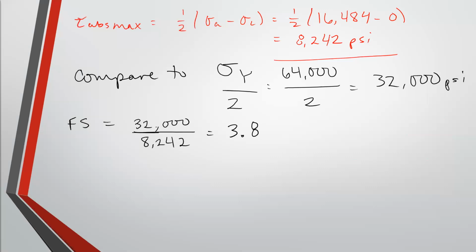Which means if our pressure is currently at 3, did I say KSI, PSI? What is it? PSI. We're at a 3 PSI differential right now. 3 times 3.8 larger, we could take it all the way up to 11.65 PSI before I would expect yielding.